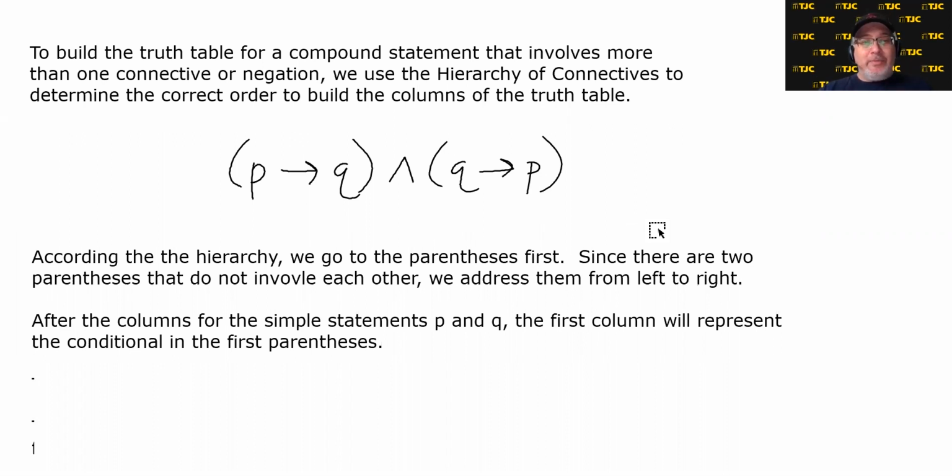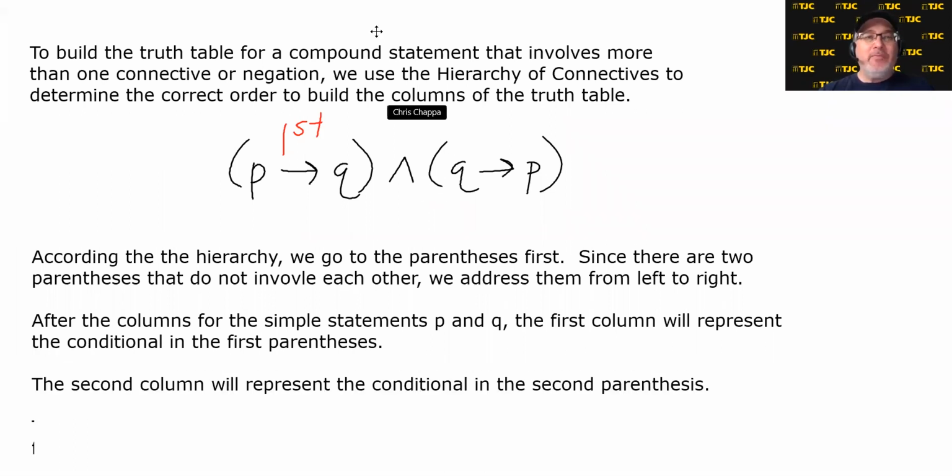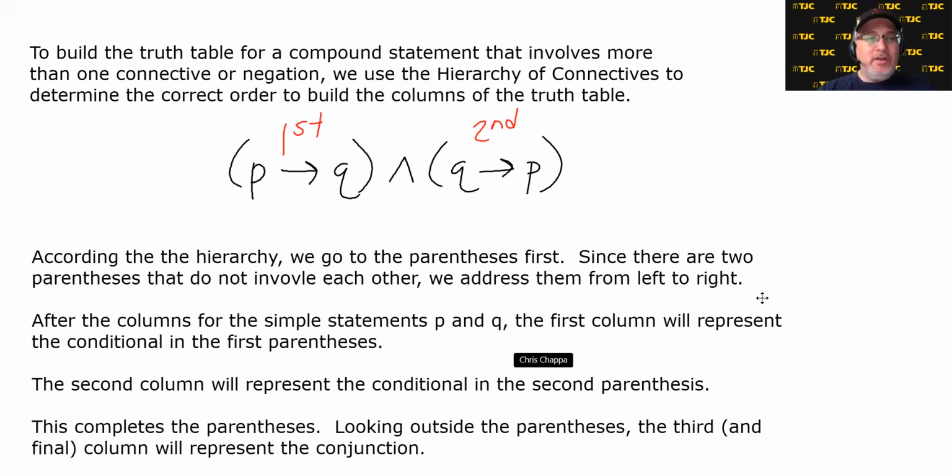So after those columns, the first column will represent the conditional in the first parentheses. So I'm going to write first over this because our hierarchy says go inside that parentheses and see what you see. Well, there's only one connective in there. Guess where we're going to go next after that one? Well, there's still a parentheses. So the second column will represent the conditional in the second parentheses. And guess where we go after that? Well, this completes the parentheses. Looking outside the parentheses, the third and final column will represent the conjunction.